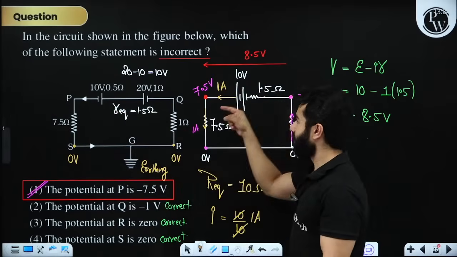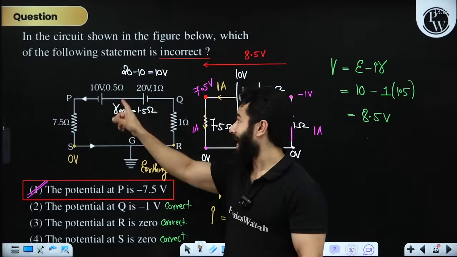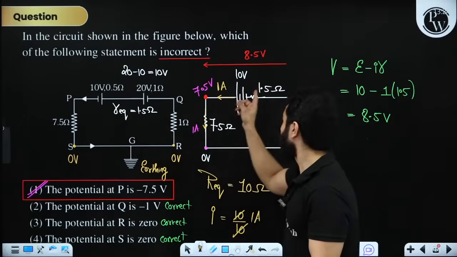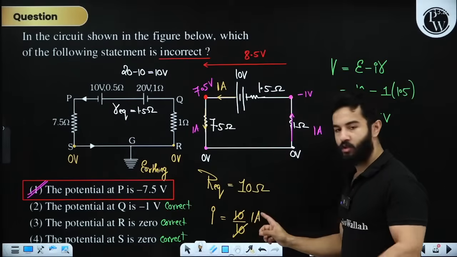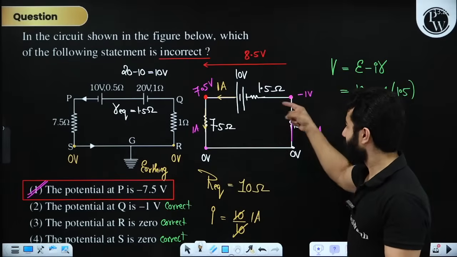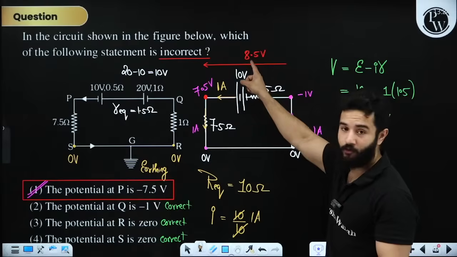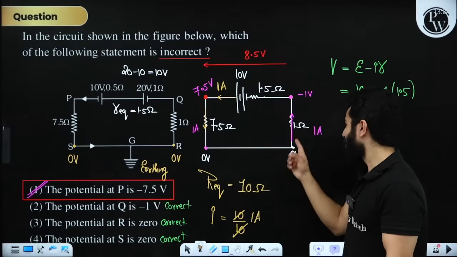So 10 volt in this direction. Resistance we always add: 1 plus 0.5 is 1.5. R equivalent 1.5, 7.5, 1 becomes 10, current becomes 1 ampere. If current becomes 1 ampere, what is the terminal potential difference? 8.5. But do remember, this is 0 and current is 1.